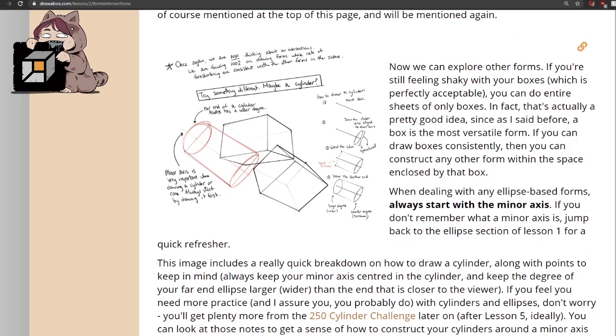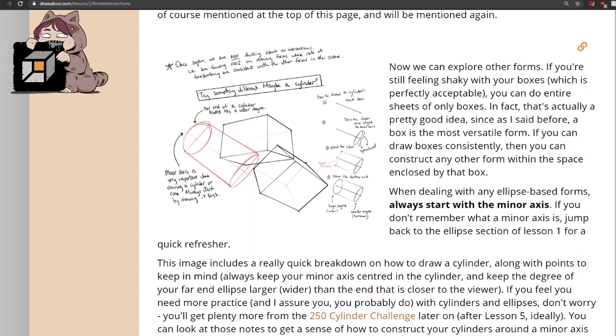Now we can explore other forms. If you're still feeling shaky with your boxes, which is perfectly acceptable, you can do entire sheets of only boxes. In fact, that's actually a pretty good idea since, as I said before, a box is the most versatile form. If you can draw boxes consistently, then you can construct any other form within the space enclosed in that box.